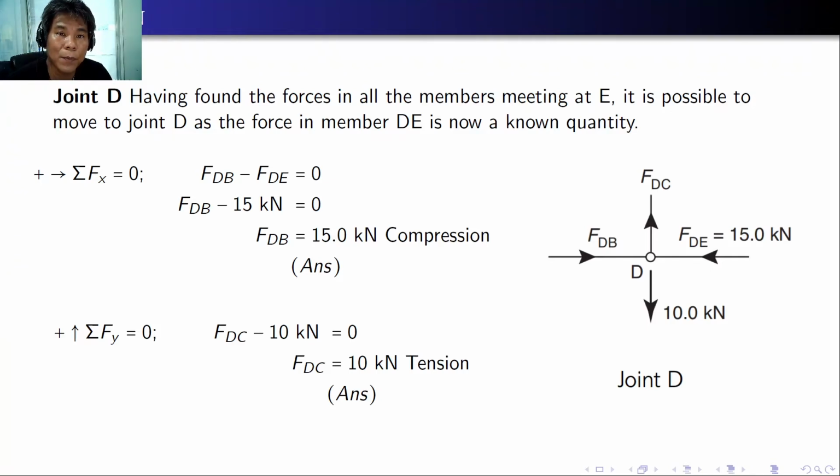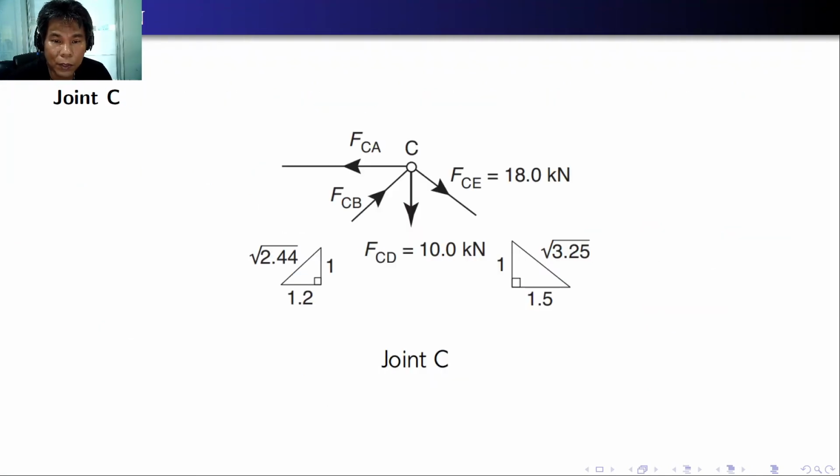If you sum up forces vertical, or summation forces y is equal to 0, showing upward direction as positive, then FDC minus 10 is equal to 0, solving for FDC. FDC is 10 kilonewton tension. The next we can go up because joint C has two known forces already with two unknown forces.